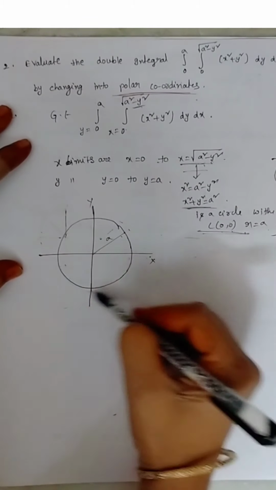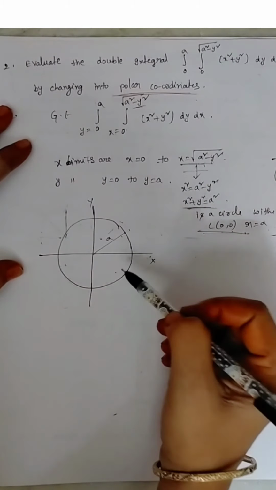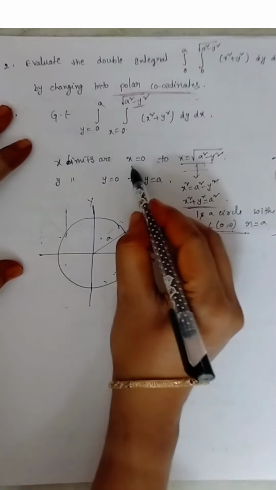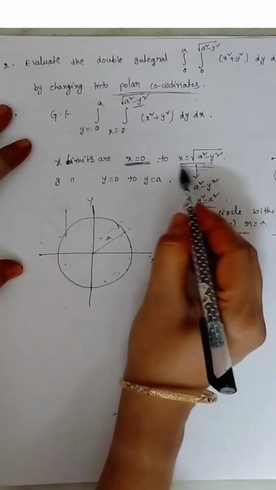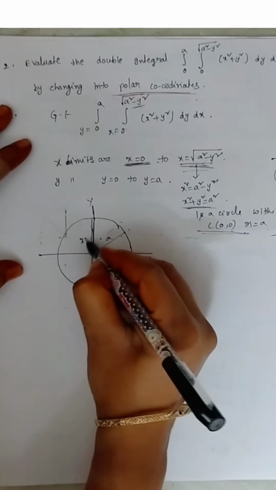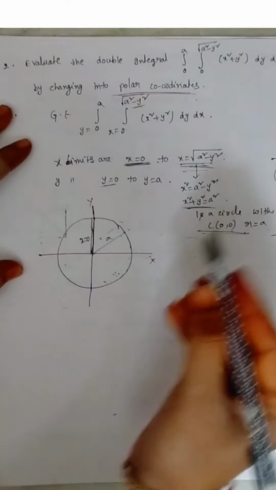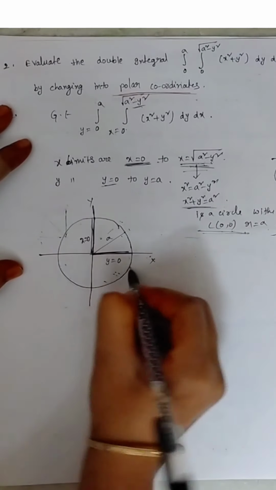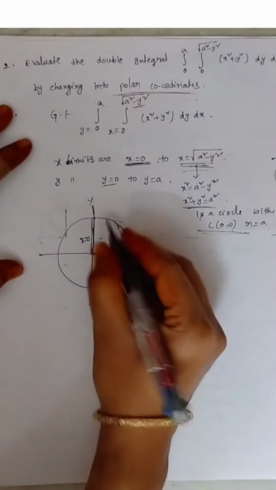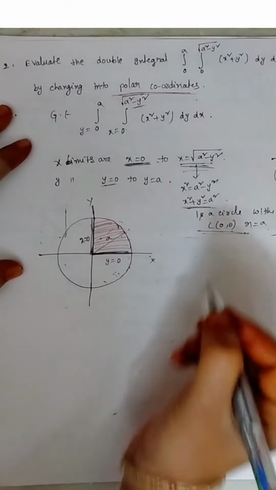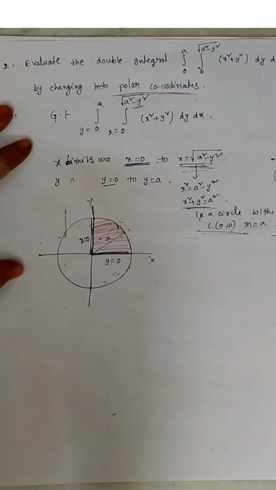Now in this circle, whether they have given full circle or half circle or quarter, we have to find the region. This is x equals to 0 and this is y equals to 0. Now this is the region, and we have to find the integration over it.